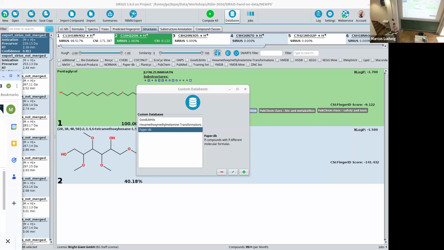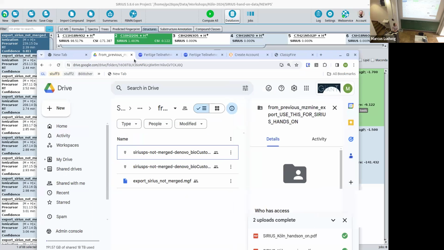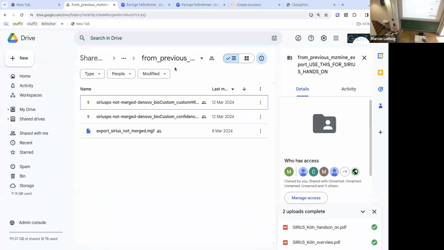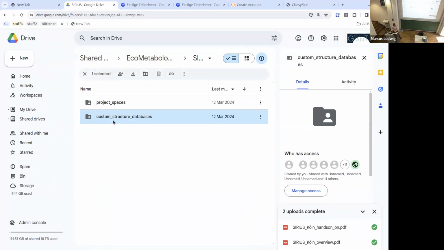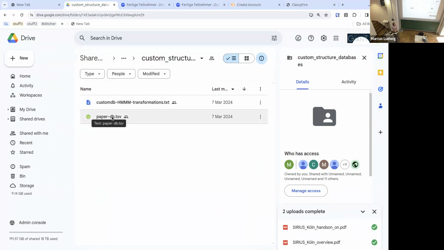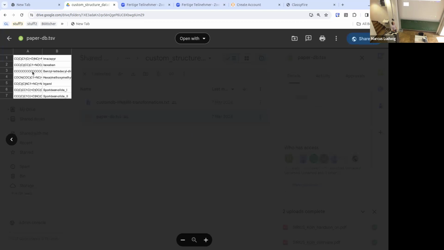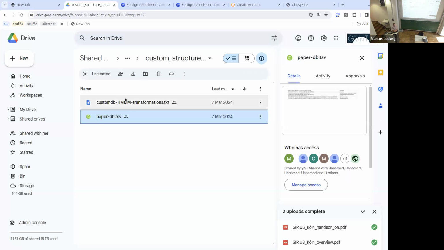If you have seen this already, here in Sirius, we now have these two files, custom structure databases, and these are basically the ones I included. If you open it with a text editor or Excel, you see it's basically just the SMILES with some name in there, or for the other database, it's even just the SMILES.